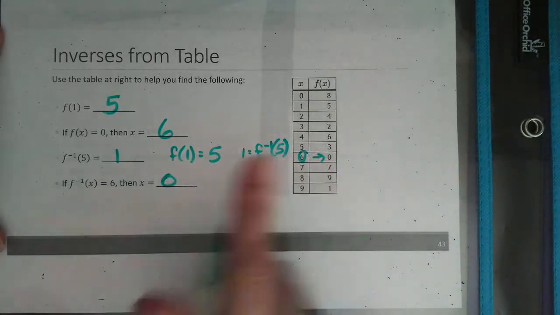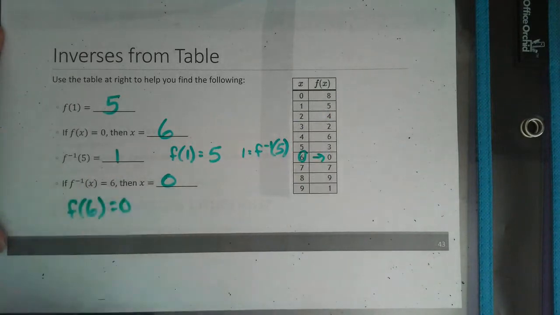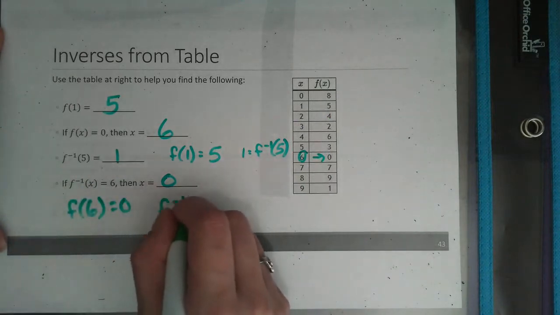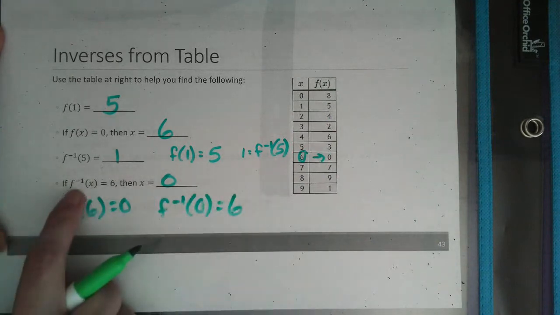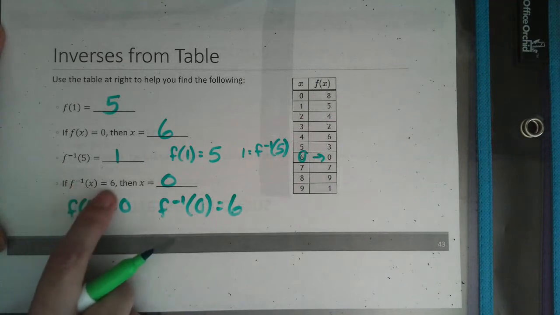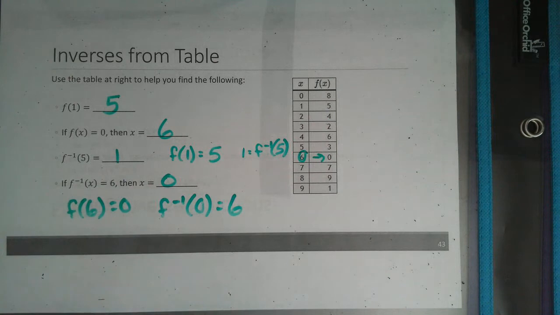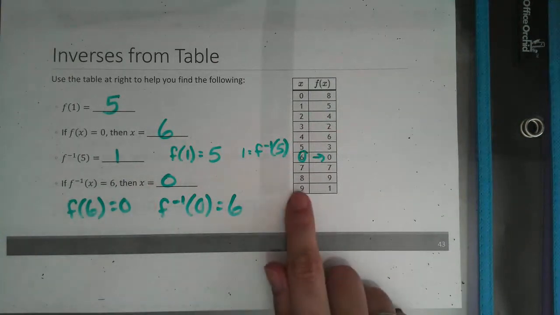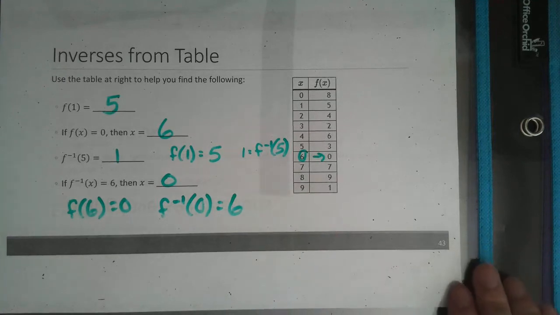Let me write it like I did this last one. I know that f of 6 is equal to 0. What that means is f inverse of 0 is equal to 6. Well, that's what I wanted. I wanted the x value such that f inverse of that x value is equal to 6. That gives me 0. It takes a little bit of practice to be able to know when do you start here, when do you start here. But keep trying them and you'll start to get it. It just takes practice.